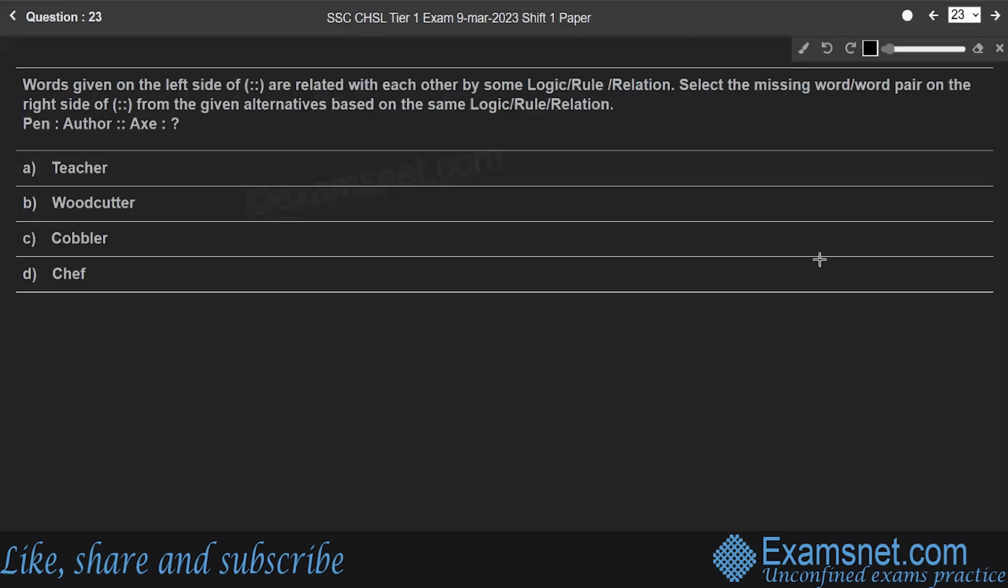Question 23. Words given on the left side of double colon are related with each other by some logic or rule or relation. Select the missing word or word pair on the right side of double colon from the given alternatives based on the same logic or rule or relation. Here, pen is related to author, therefore axe is related to. Here, an author typically uses a pen to write, right? Similarly, a woodcutter typically uses an axe to chop down trees, right? Therefore, option B, woodcutter, is the right answer.